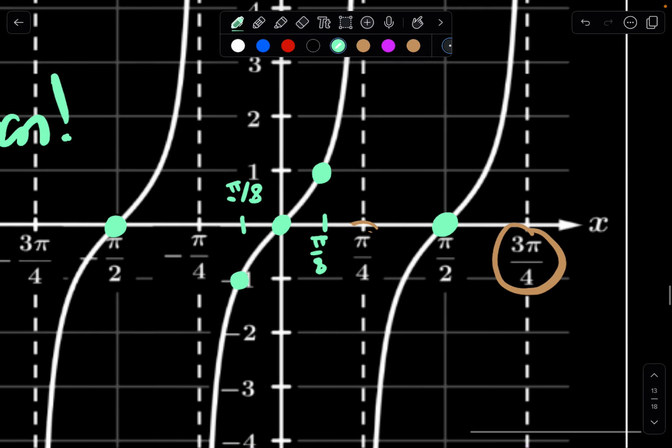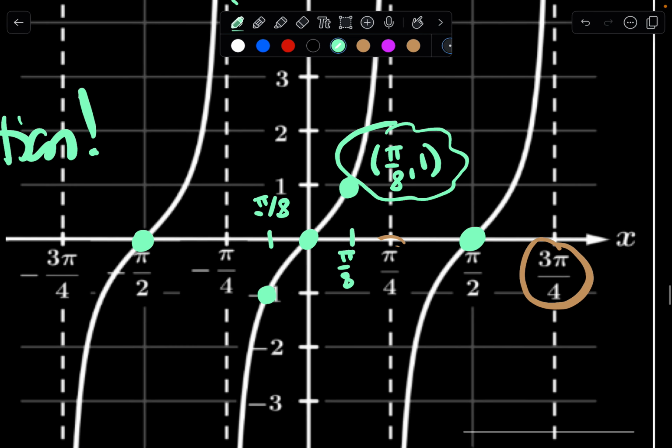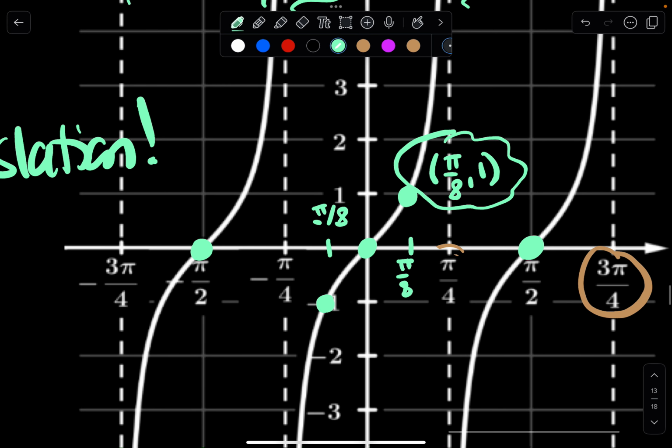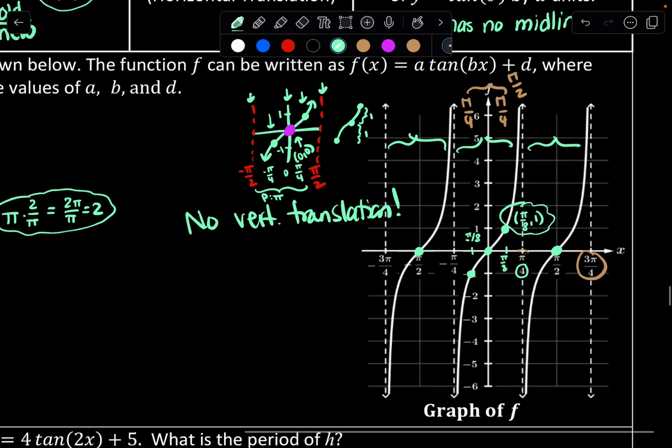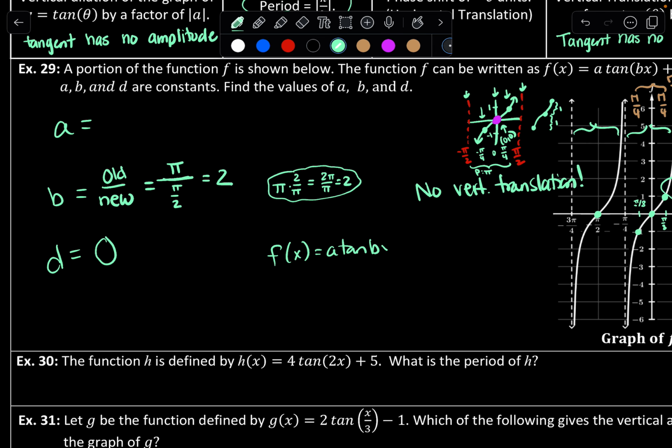So what I'm going to do is I'm going to steal a point. I know that here this is pi over 8 and then 1. So this is what I want. I want this to happen to show that my amplitude is 1. So I got pi over 8 because I'm slicing this interval in half, which is pi over 8 times 1/2. I'm sorry, pi over 4 times 1/2. We get pi over 8. Okay, so with my 2, I have my b, I have my d. So I have f of x is equal to a tangent bx plus d.